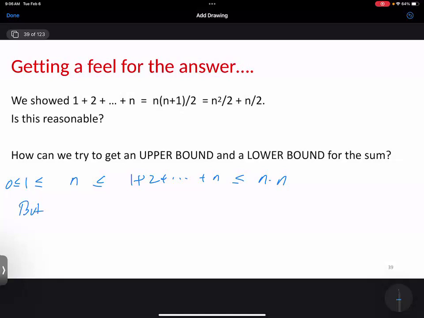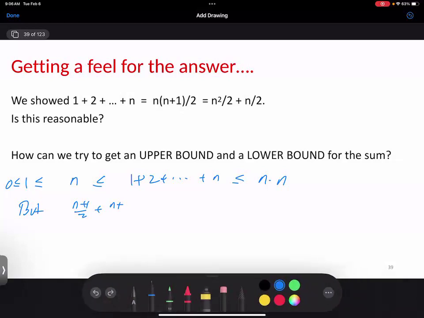But we do know, n plus 1 over 2 plus n plus, this is where things get annoying. If we look at just the last half of it, something like this. I'll put it in quotes. If we just take the last half of the sums, and then I think technically it should be one more than that.